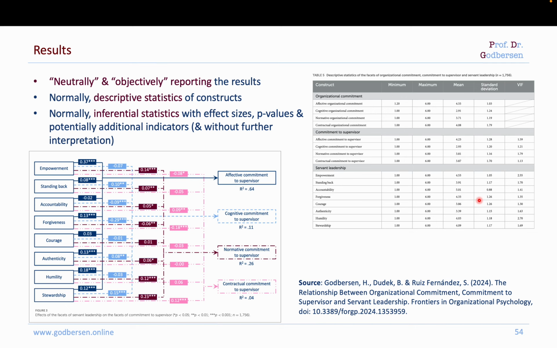The more interesting part, if you will, of our results section was, of course, the results of the inferential statistics. Here is an excerpt of this. Here are the effects of the facets of servant leadership on the left-hand side on the facets of commitment to supervisor on the right-hand side. We reported the path coefficients, as we analyzed our data with structural equation modeling, which are comparable to a regression coefficient, with the asterisks for the significance level, and later on R squared, the explanatory power of these relationships.